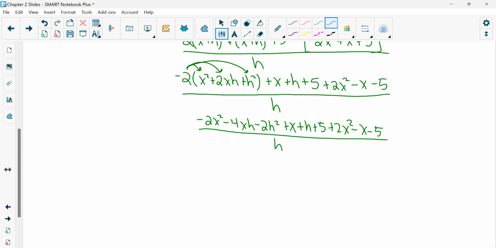All right, so I have a negative 2x squared with a positive 2x squared, so that adds to 0. We have a positive x and a negative x. That's going to add to 0. We have a positive 5 and a negative 5. That's going to add to 0. We are left with three terms, and they all have h's in them. So we're in good shape.